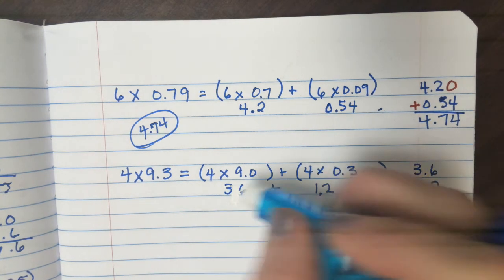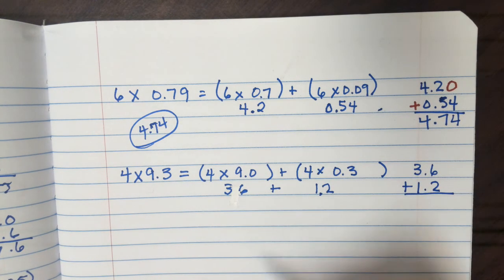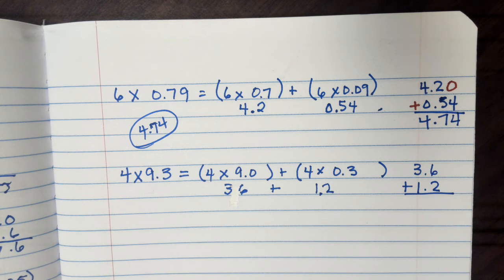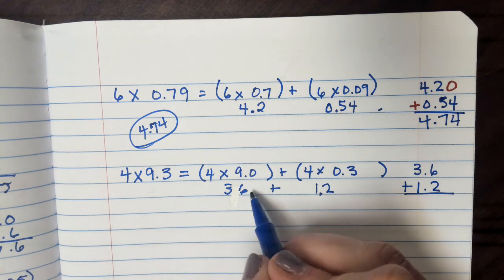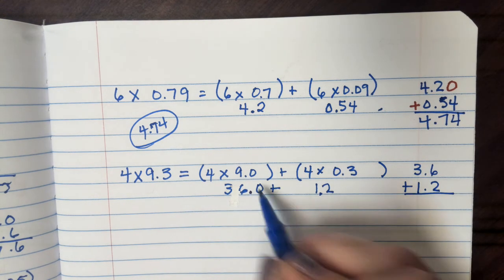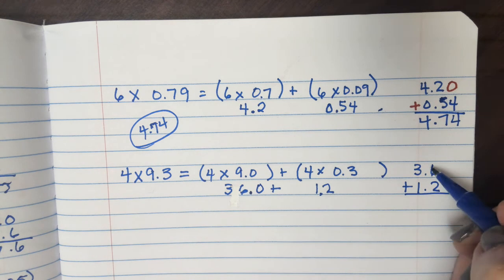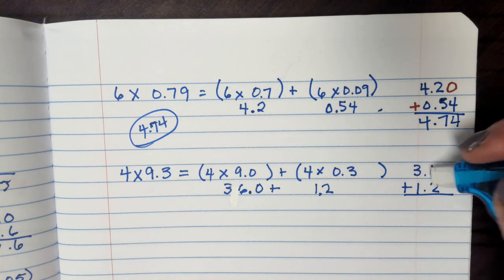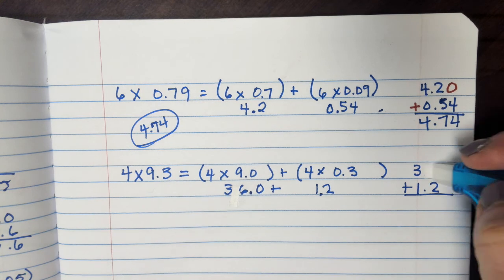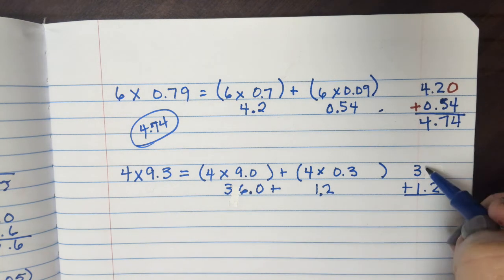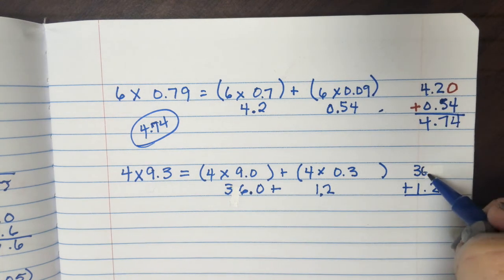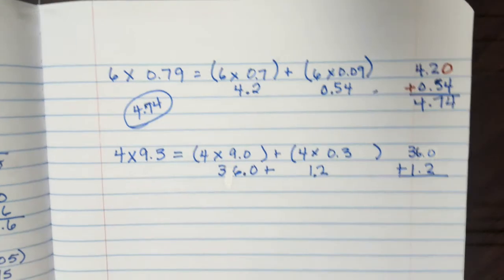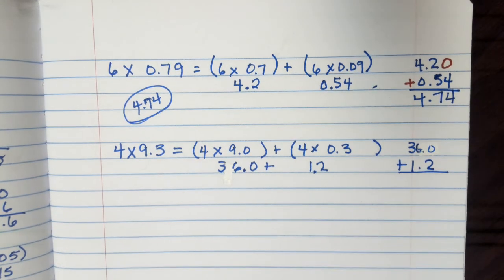Yes? There you go. So, how should it look, guys? How should it look? Okay, 36 and 0/10. Oh, okay. So that means I've got to fix it over here too, right? That was correct. Are you right? Okay, so 36 decimal 0. Okay. Does that look better?